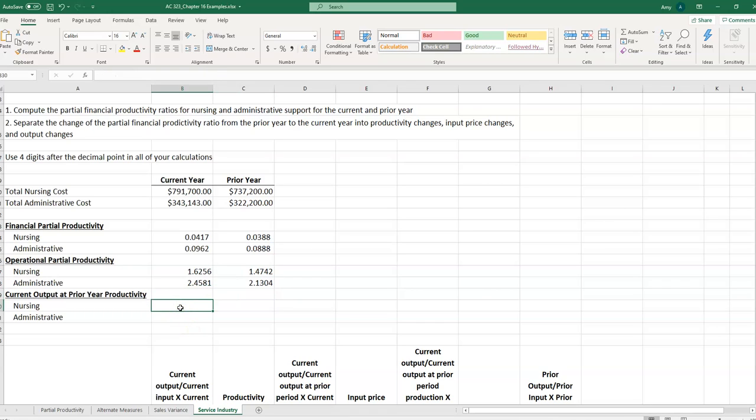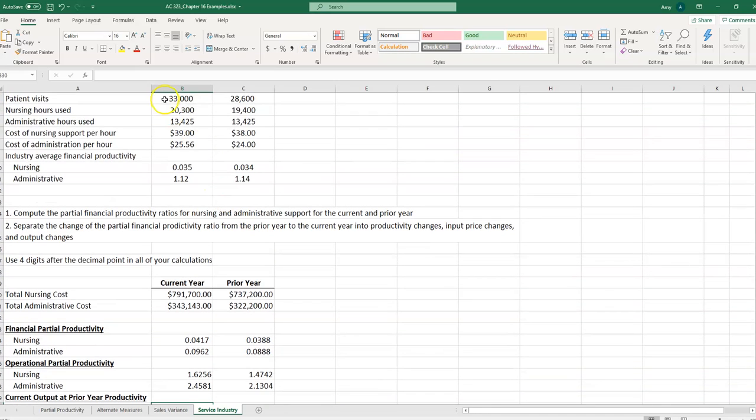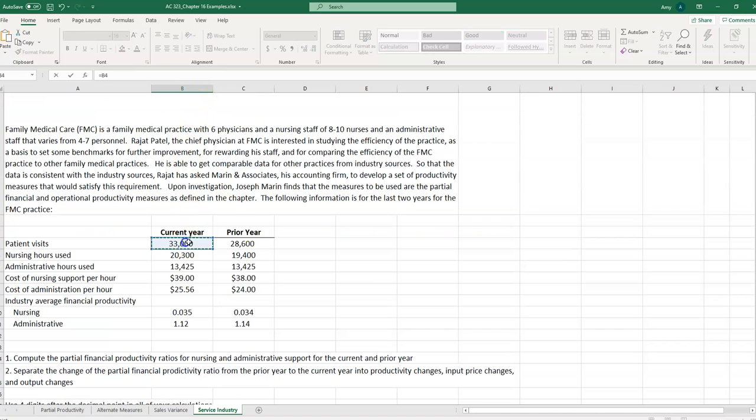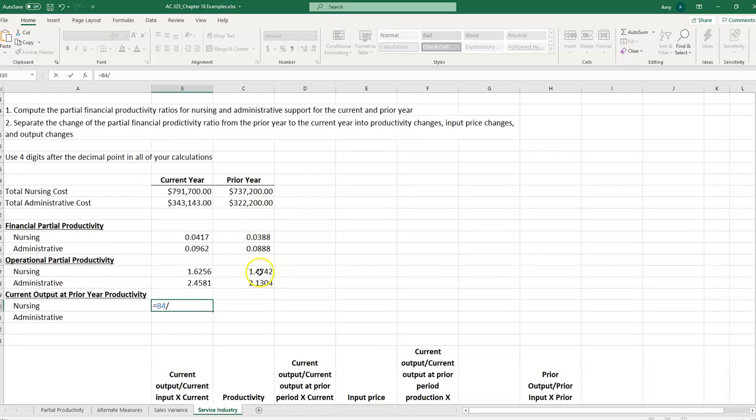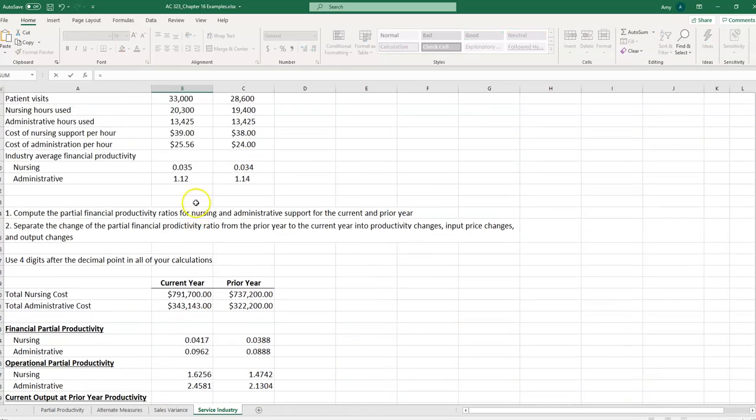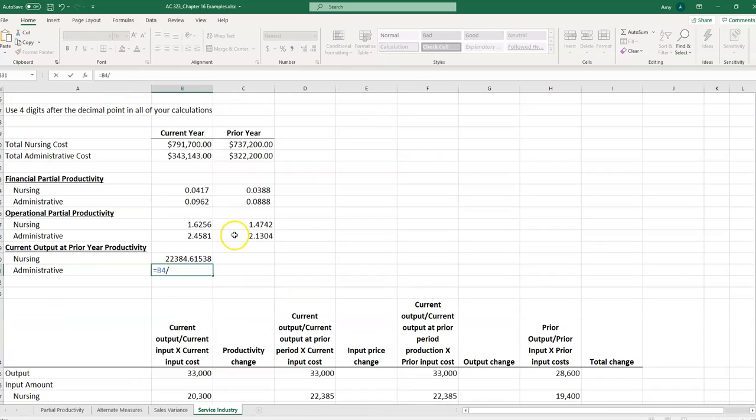And our current output at prior year productivity. So this is what our hours would have been if we had stayed at our prior year productivity to maintain those number of patient visits. So we take the number of patient visits divided by the nursing productivity from the prior year, and then the number of patient visits divided by the productivity measures for administration from the prior year.